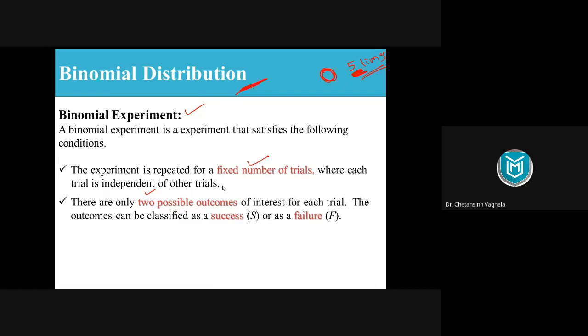The second condition: there are only 2 possible outcomes. This is very, very important. There are only 2 possible outcomes of interest in each trial. हर एक ट्रायल में 2 ही आउटकम हो सकते हैं, 2 से ज्यादा नहीं. As I discussed in this example, if I'm tossing a coin, then I will surely have 2 possible outcomes, either head or tail. That's all.